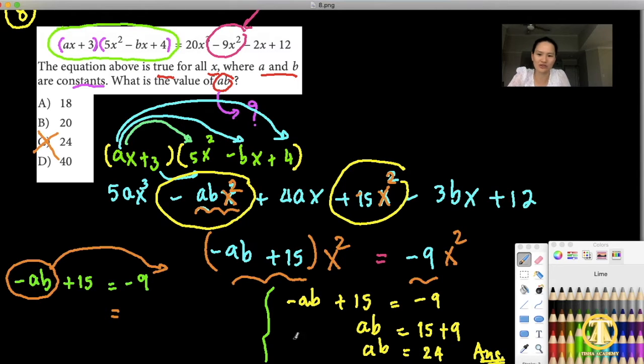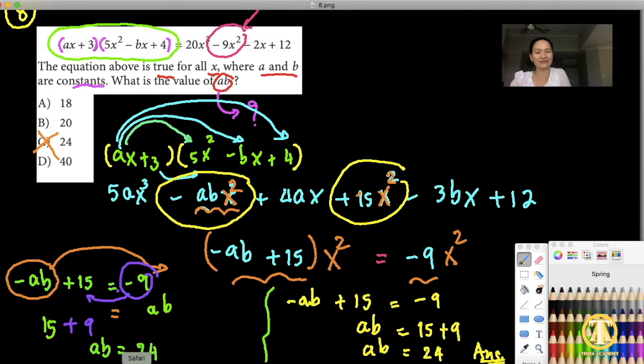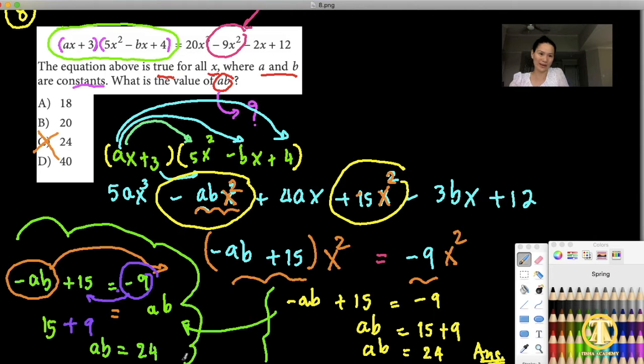So it turns out to be ab is here, 15 is still at the same place, and I move negative 9 here, so from negative it's going to be positive. And then I flip again, so that means my ab equals 24. That's it. If you don't know about this, this is just extra information.